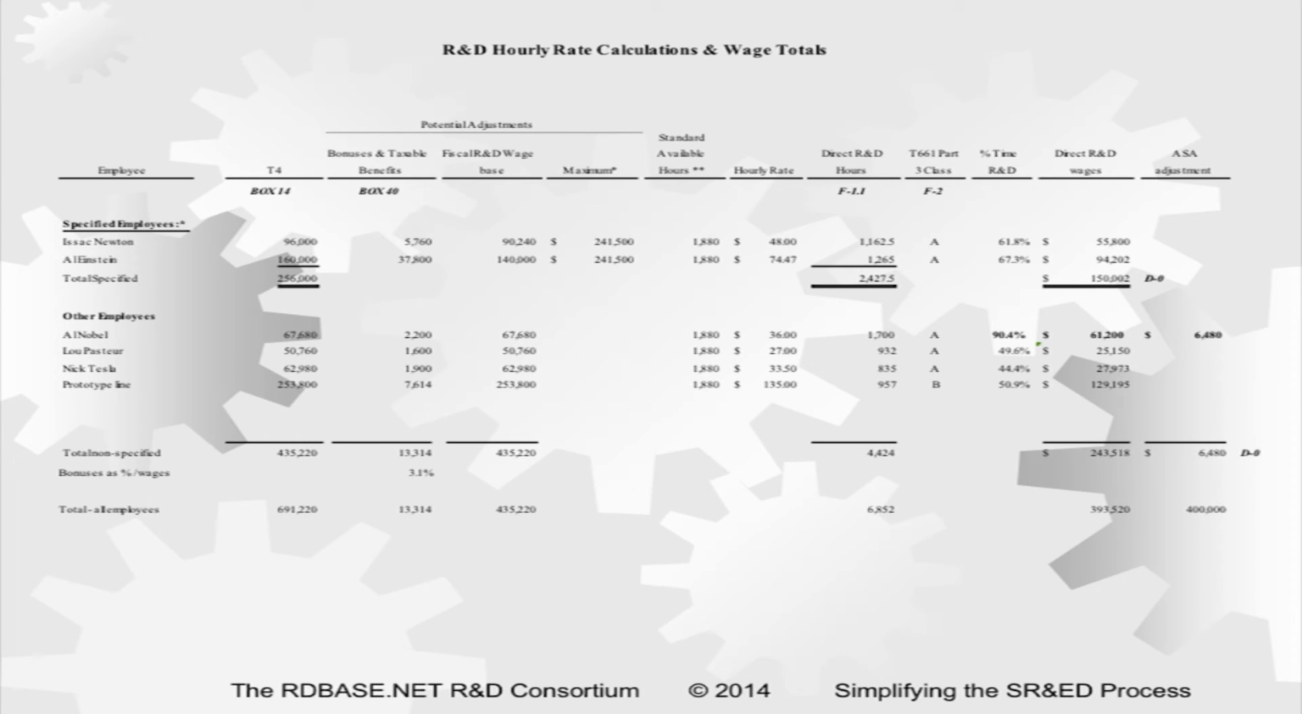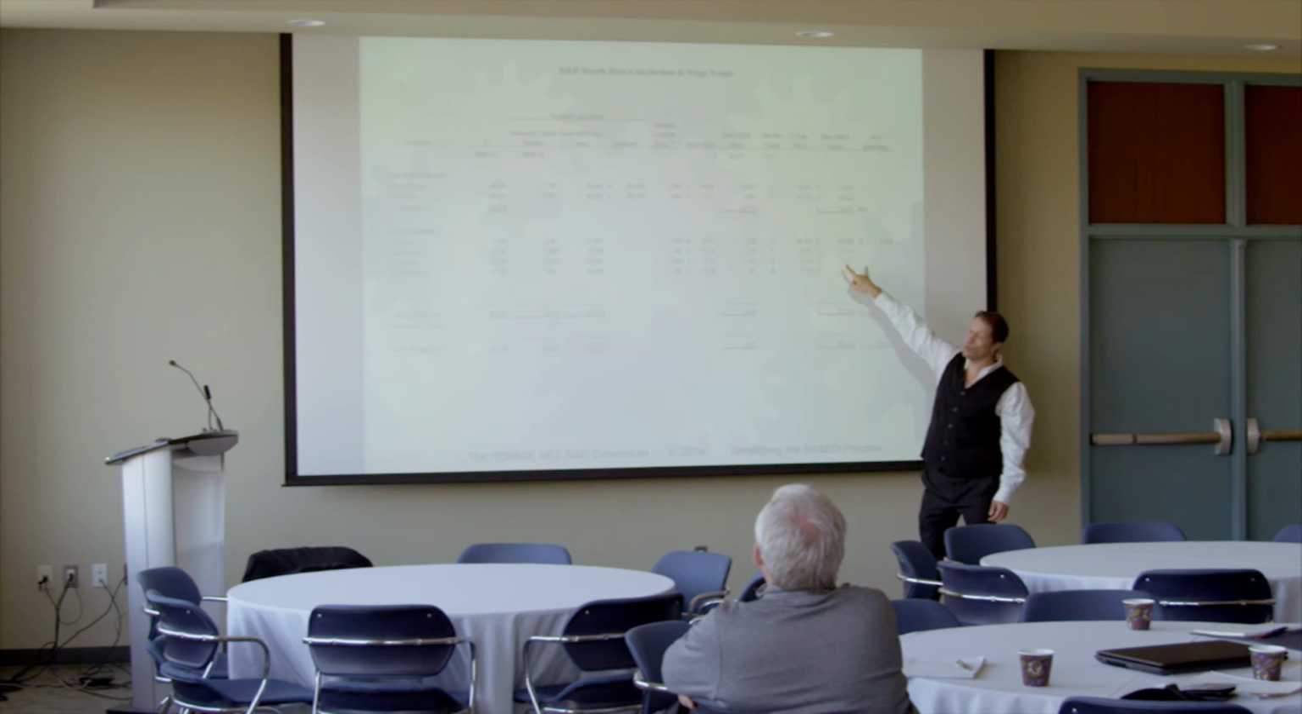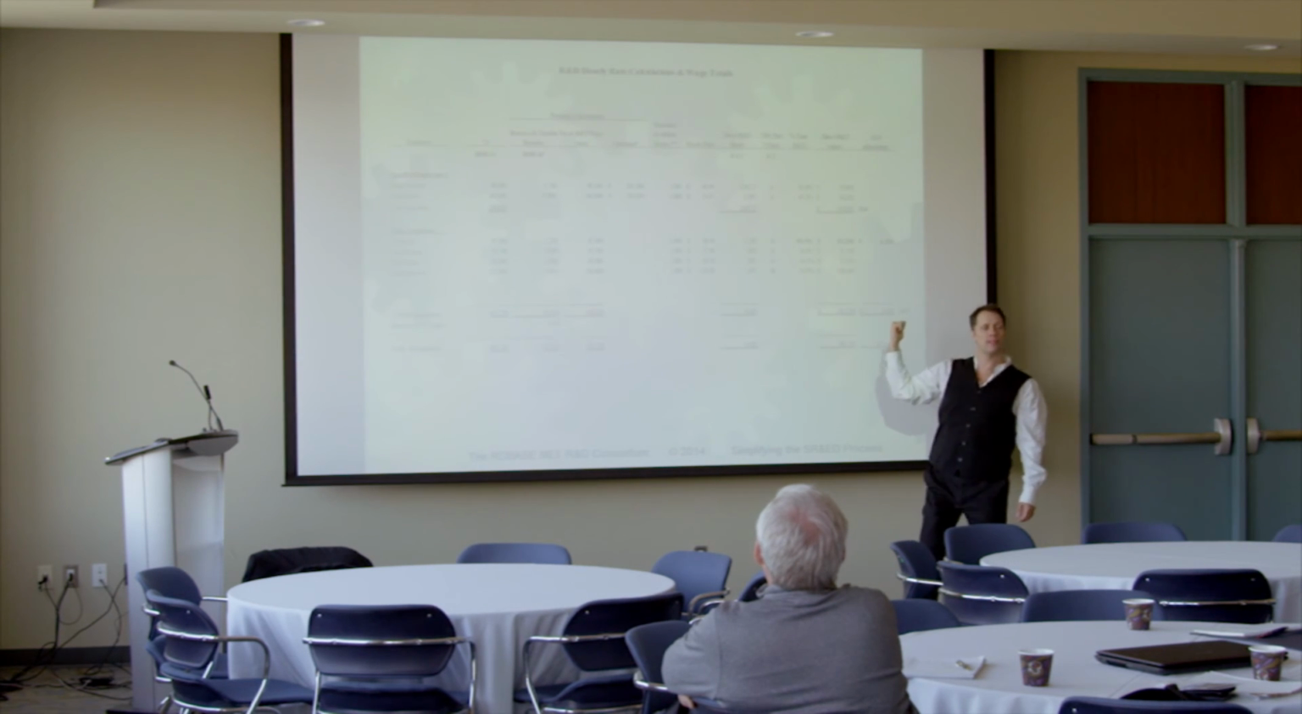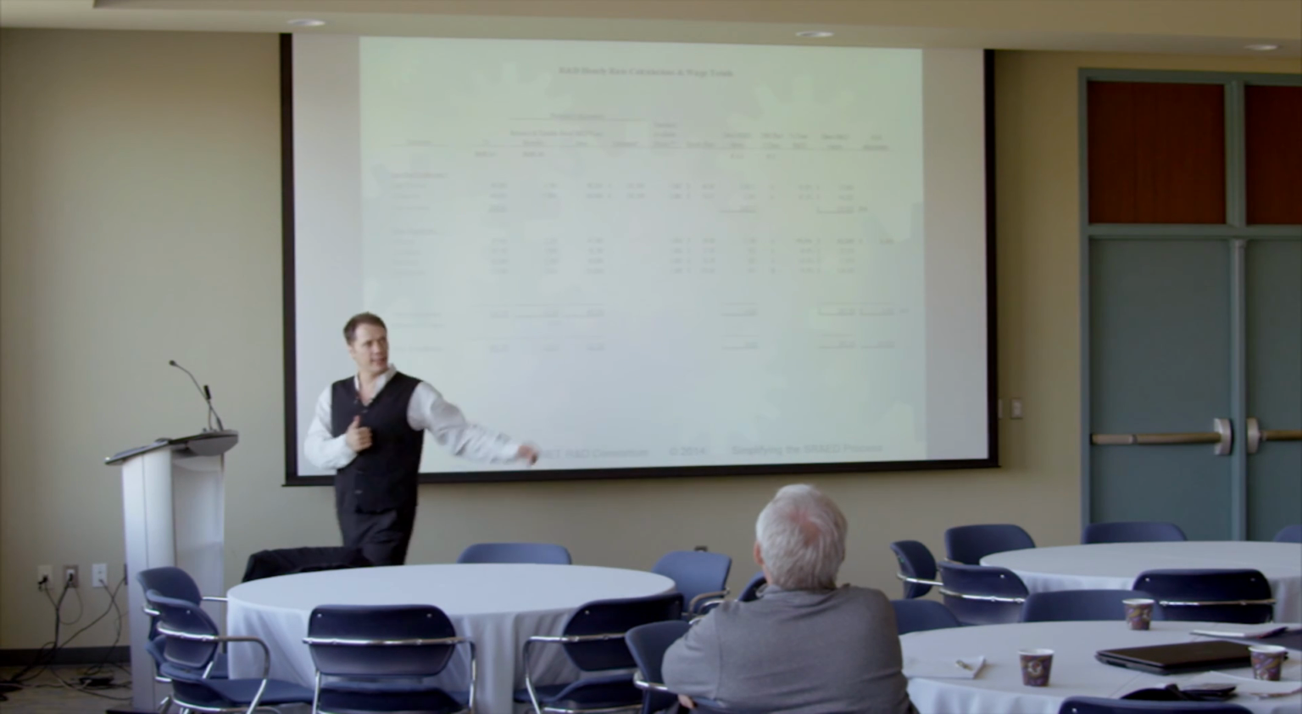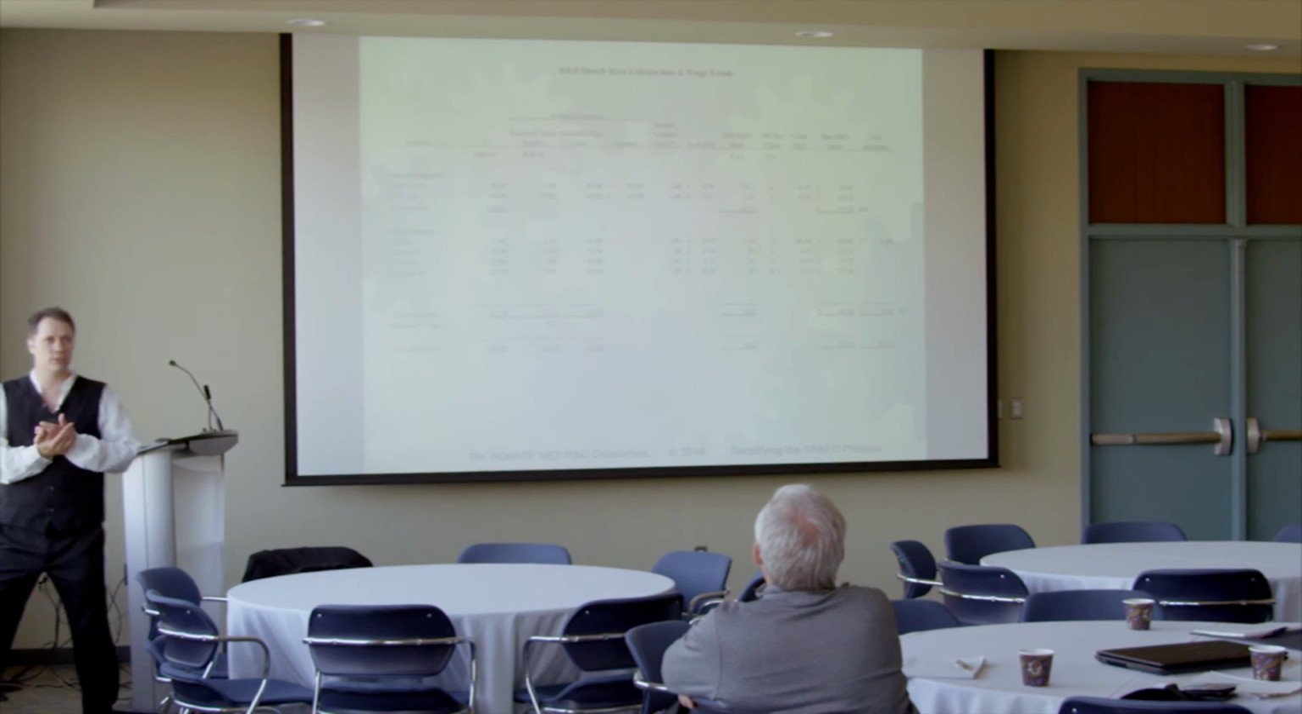Now, for any employee who's 90% or more of their time, you can claim 100% of the time. It's called an ASA adjustment. So you want to be able to catch or recognize that when it comes through and bump that extra amount in.